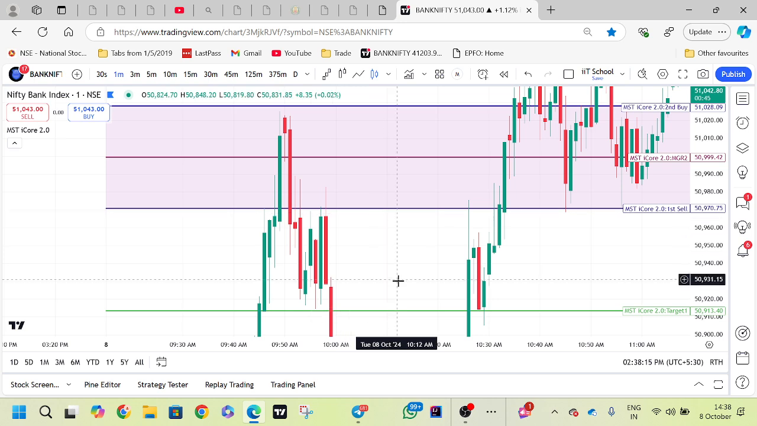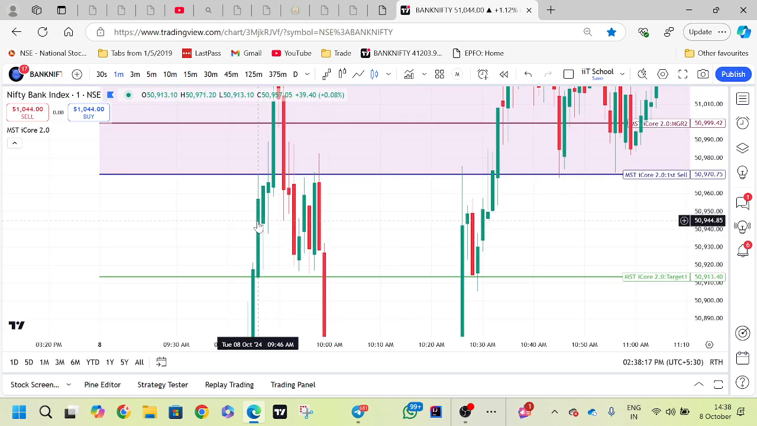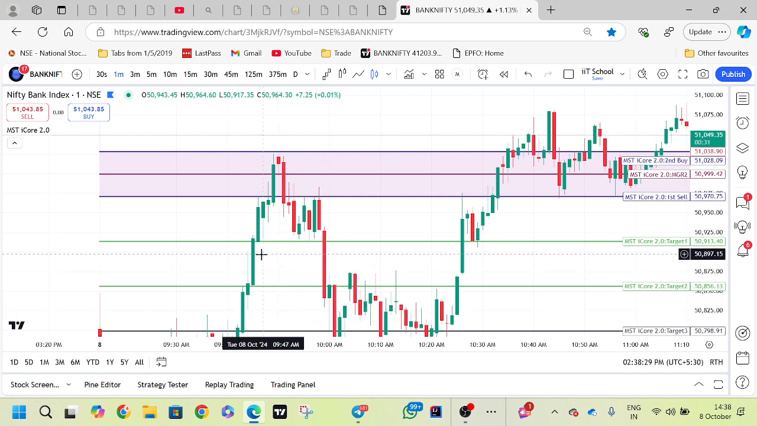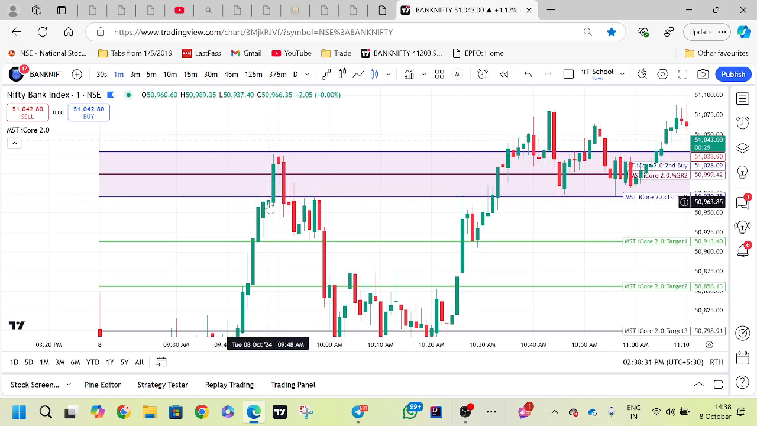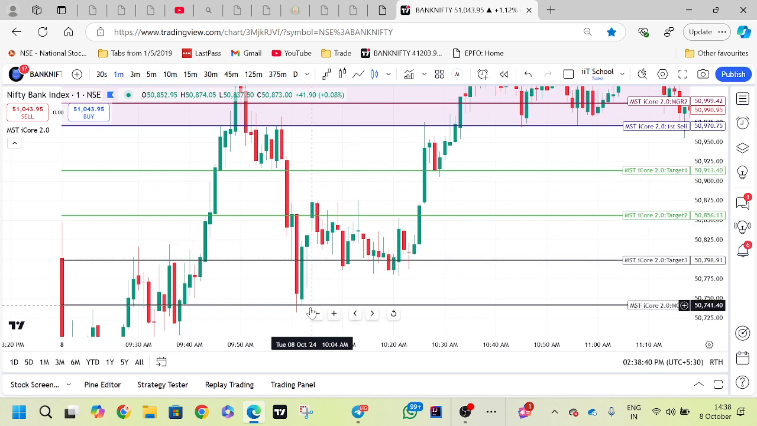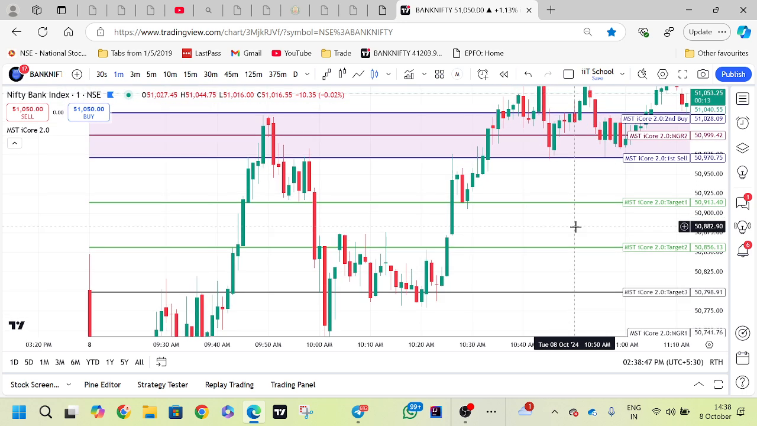But I have taught you one important thing. See here, 50,971 at 9:46 itself we got the sell entry and immediately our target hit. Here, this is the second entry. Don't forget, this is the second entry. In the second entry also our stop loss was safe, and after that all the targets hit. Usually we give only 3 targets. The fourth target also is hit now.